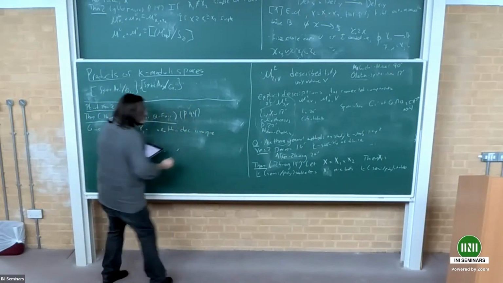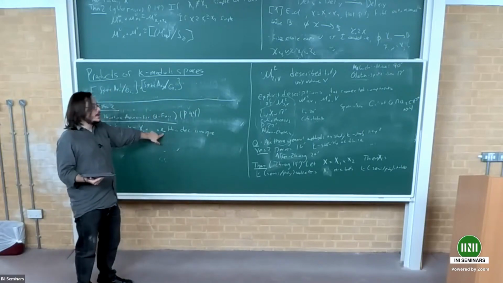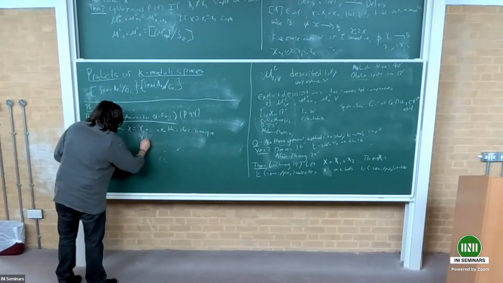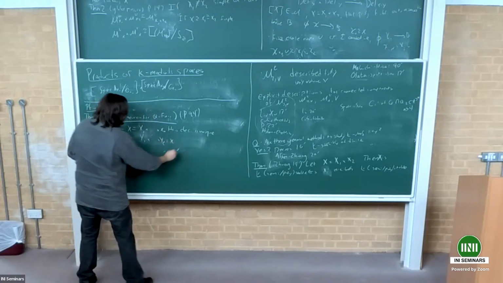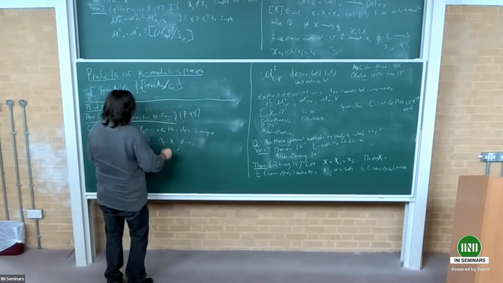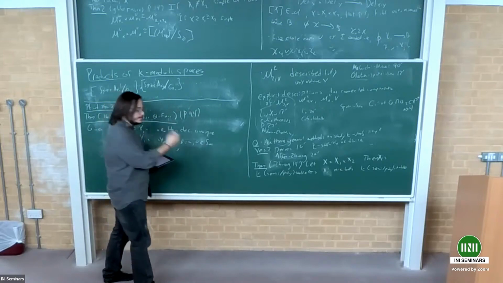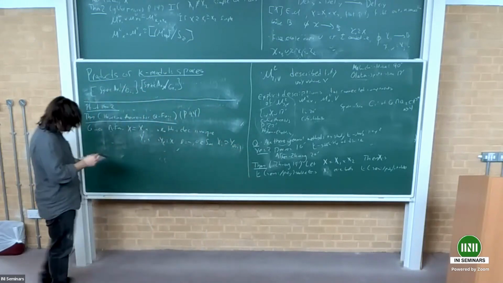Meaning, and I'm not going to write it, if I have a different decomposition, it will have to have the same number L here. If I have a decomposition like this, L must be M, and there must be some sigma in the symmetric group such that X_i is isomorphic to Y_sigma(i), essentially. So this decomposition is unique.